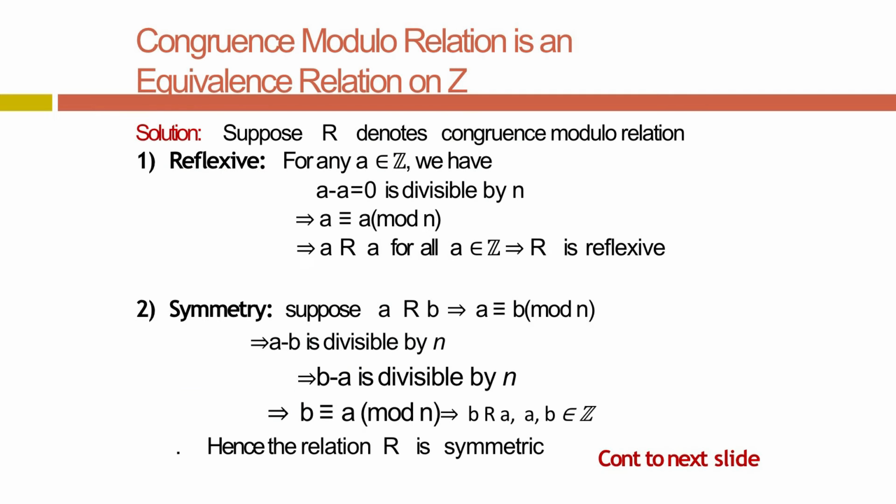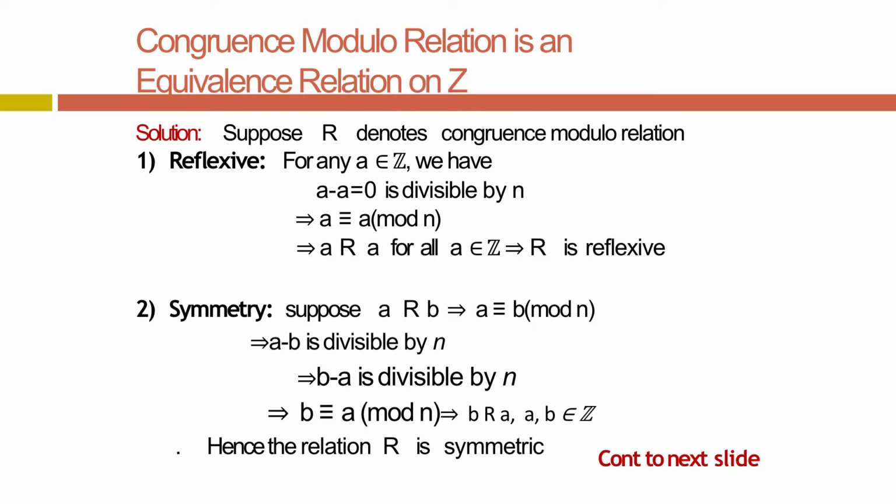Now, suppose R denotes congruence modulo relation. So, reflexive means we have to show every A should be related to A, for all A, because A minus A is 0, 0 is divisible by n. So, automatically A will be congruent to A mod n, which implies A R A.